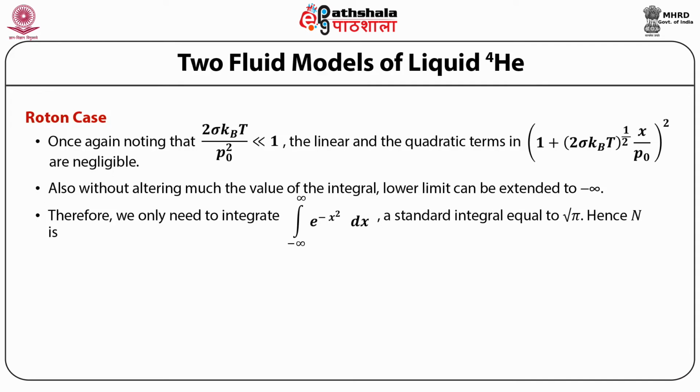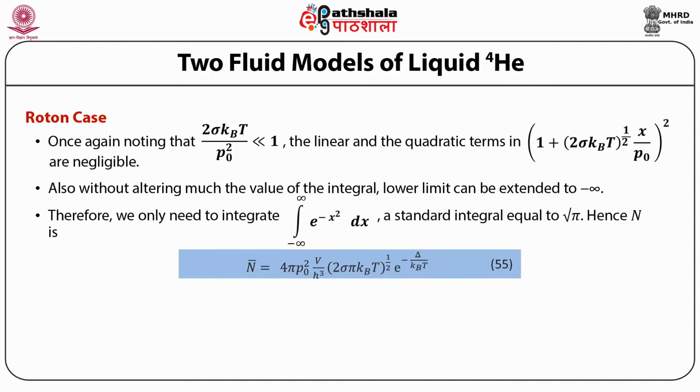Hence, the equilibrium number of rotons n bar is equal to 4 pi p naught square V upon h cube, (2 sigma pi k_B T) raised to power half, e raised to power minus delta by k_B T. Now we can calculate other thermodynamic properties as well.